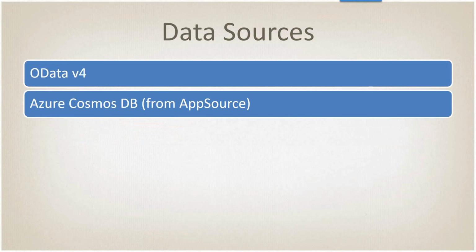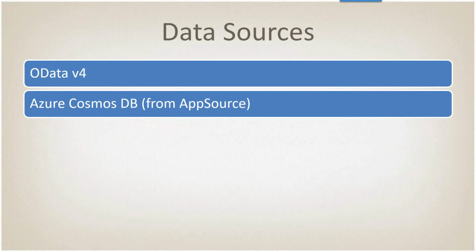So let's talk about that for a moment. The default data source is an OData version 4. This ships out of the box. It's actually a solution that gets installed. There's also evidently an Azure Cosmos DB data source that is on AppSource. I have not played with this. I just noticed this in the documentation.